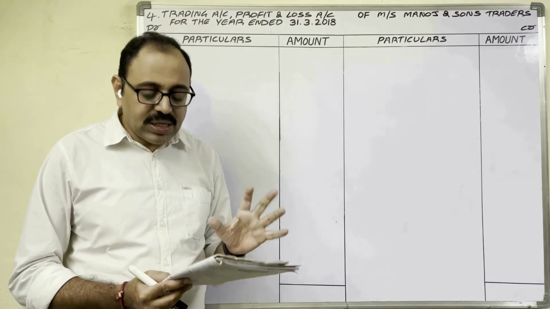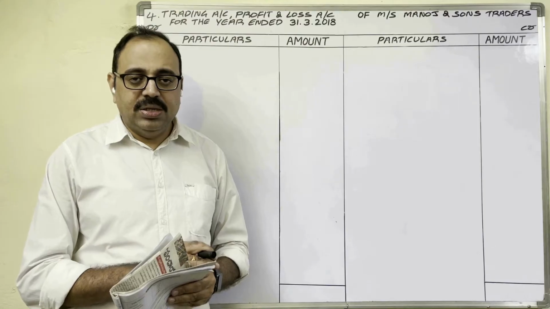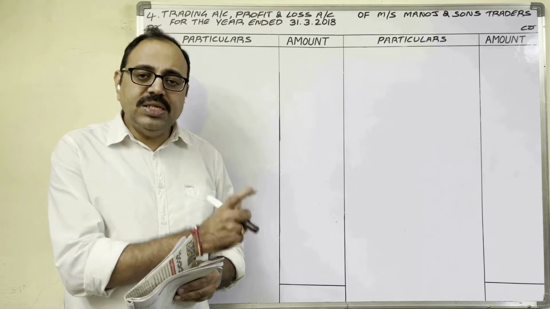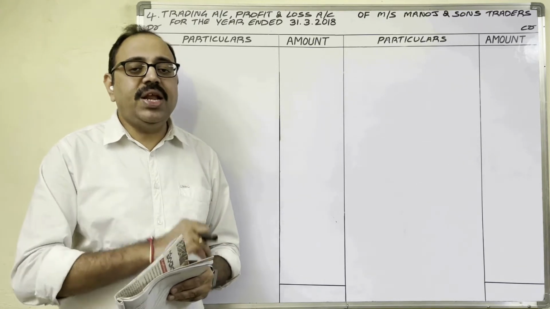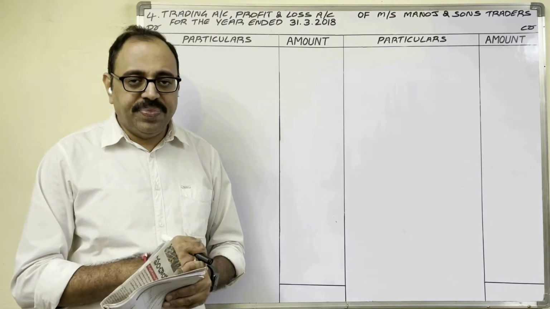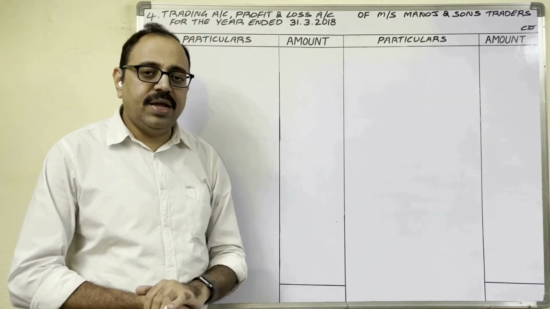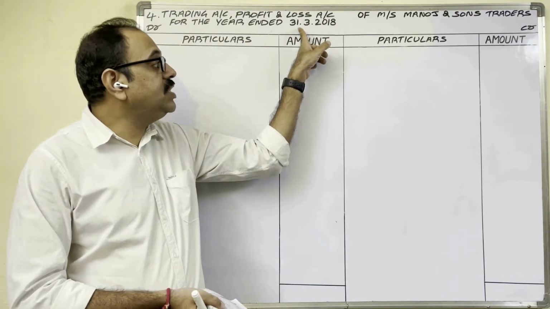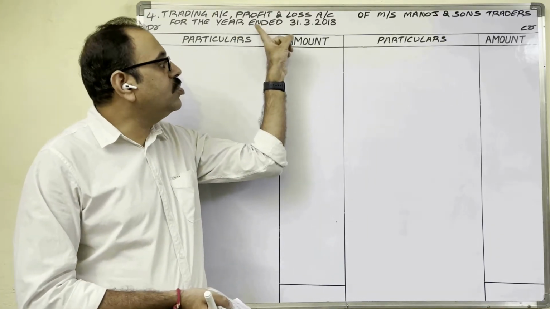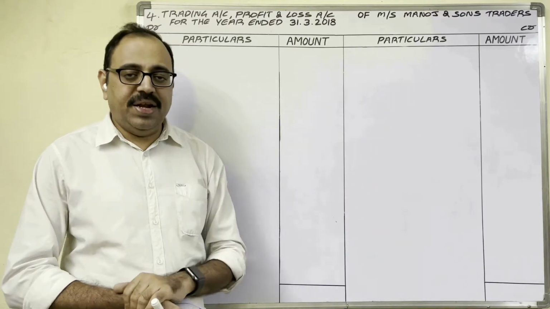Here, Manoj and Sons Traders is a sole proprietorship business. Assume that you are an accountant of this organization. So for this organization we have to prepare final accounts. Final accounts are prepared at the end of every year. So the final accounts date is also the same, 31st March 2018. If this is the last date of the current year, the starting date is 1st April 2017. So the current year is 2017-18.